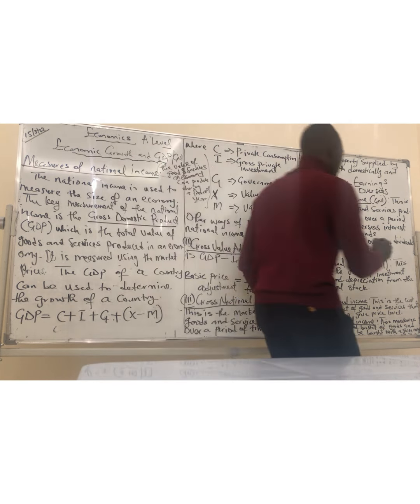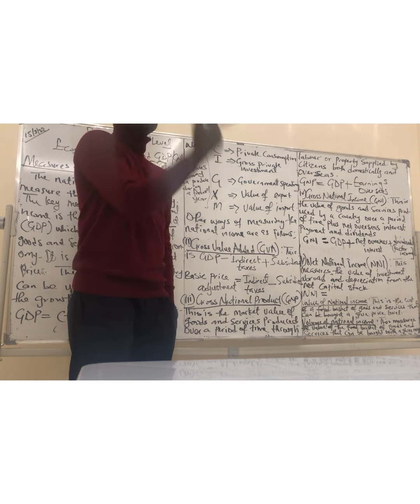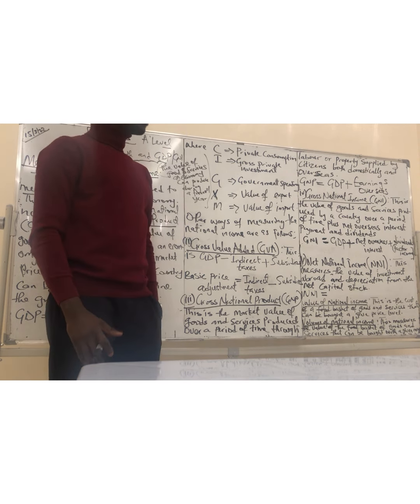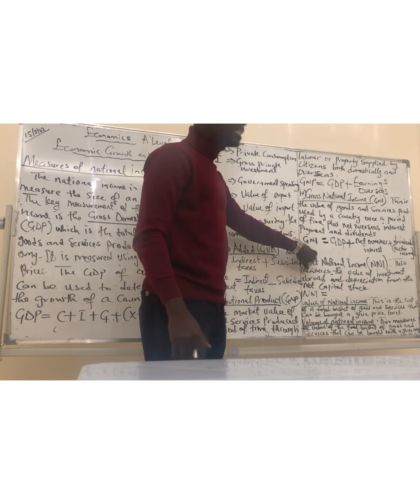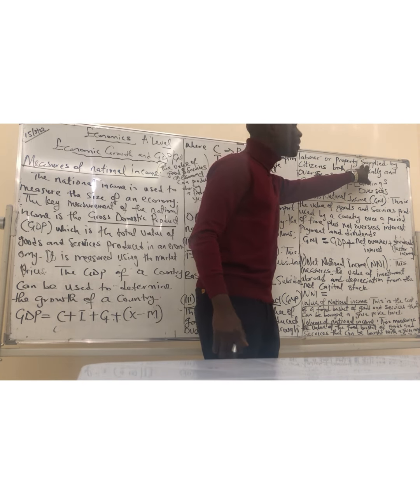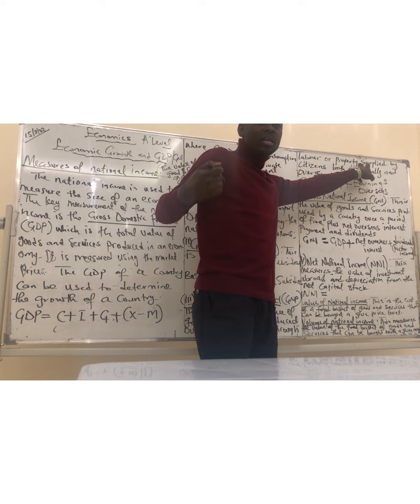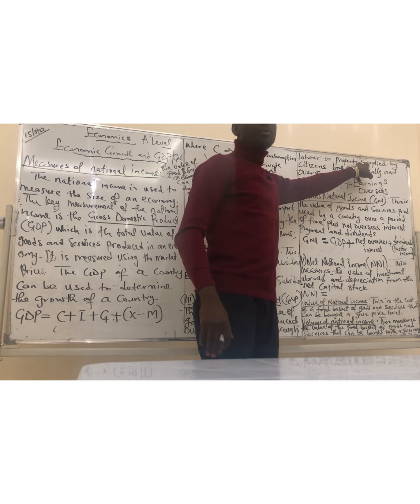Factor income. So from the factors of production, like maybe the entrepreneurs who invested out there, what they get from their investment is their dividends. So it is part of your calculation of GNI. That's why we say transfers of property supplied by locals or the people abroad.